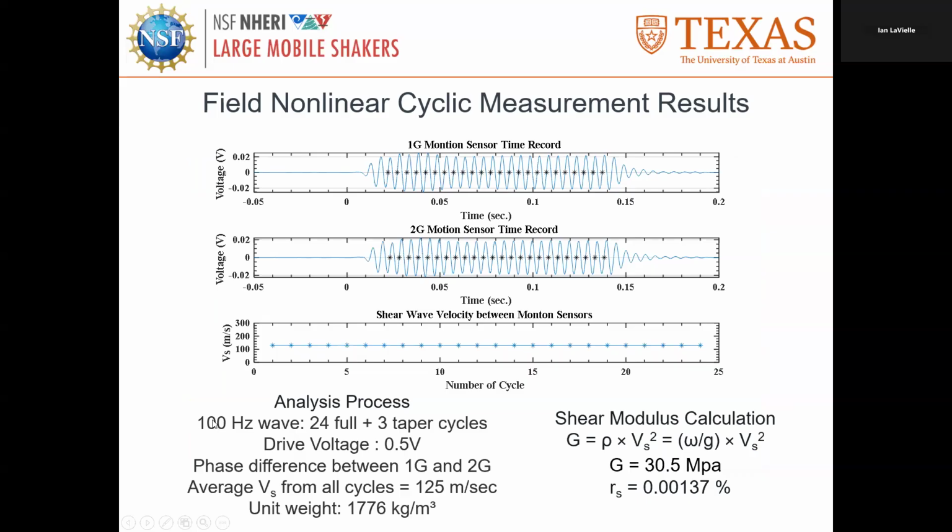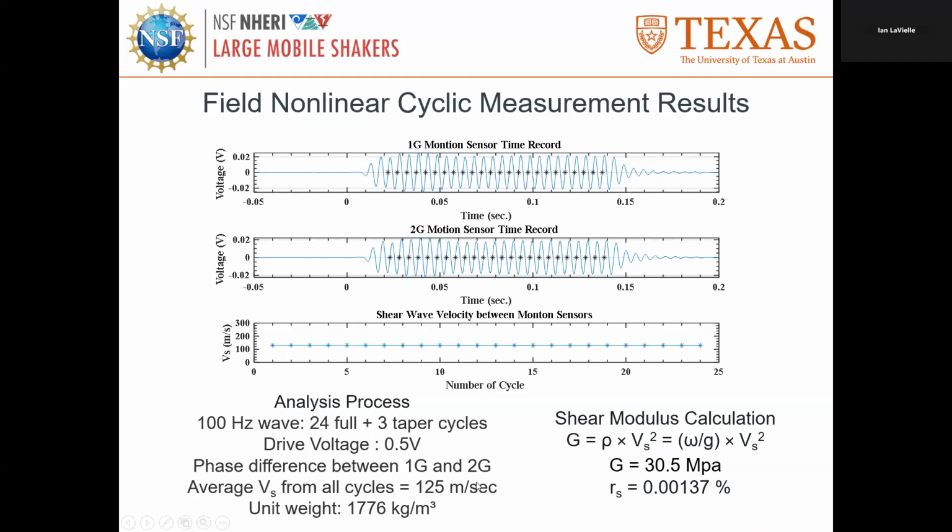So it is 200 hertz, sorry, it's not 100. So we shake it at 200 hertz with 30 cycles, 24 full cycles with 3 taper signals. With this measurement, we can calculate velocity. I chopped all the signals by one cycle, so I calculate the phase difference and calculate the velocity. You can do cross correlations, or you can just pick each peak and calculate the velocity, because you know the time difference and you know the distance between the sensors.